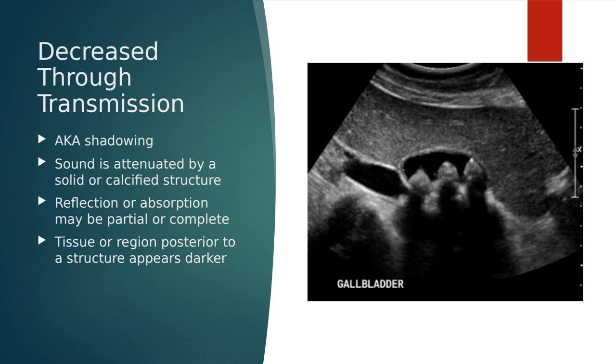This is typically going to occur when our sound wave hits either bone or a calcified structure. So our gallstones, like we used in our previous example of a very hyperechoic structure, the structure itself is very hyperechoic, very bright white, and has a very high attenuation rate. That high attenuation means it's going to absorb a lot of that sound wave, and posterior to the gallstone, it's not going to be able to produce anything behind that for our image. So that's where we get our shadowing from.